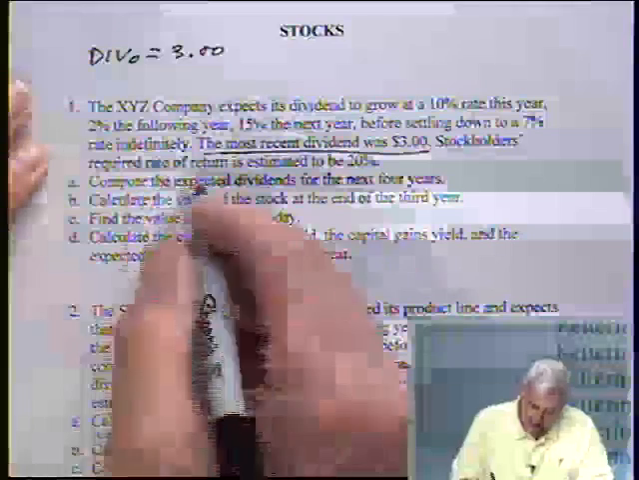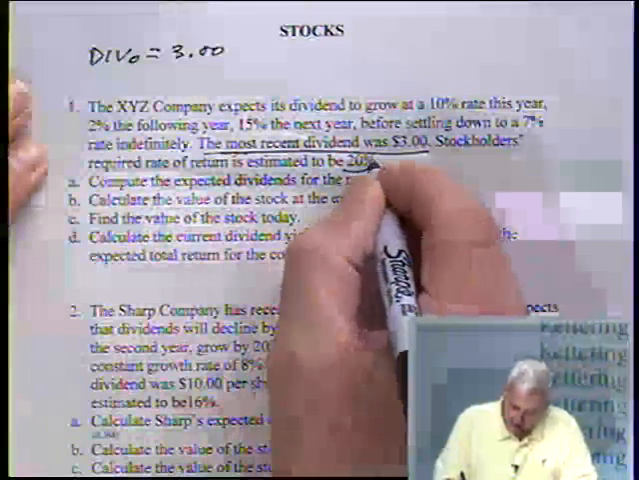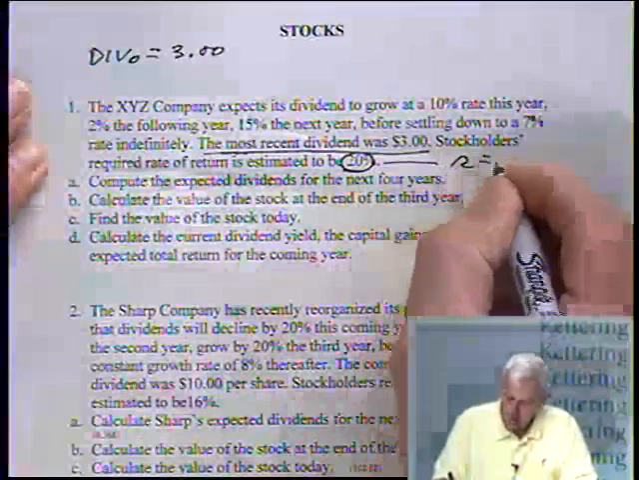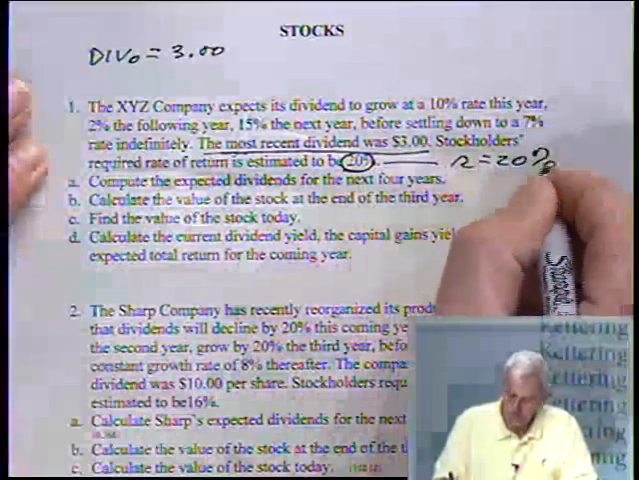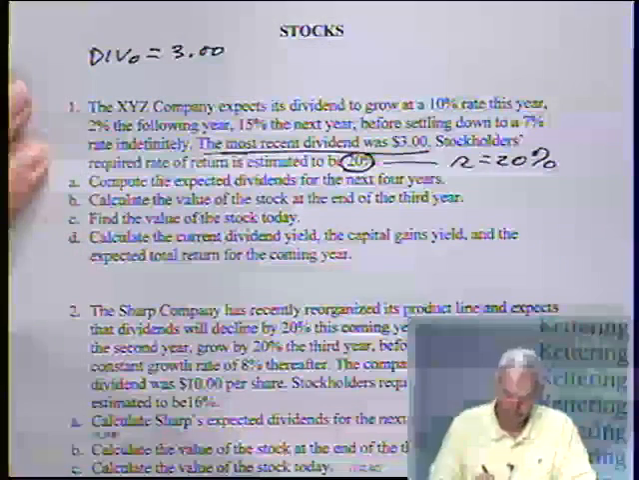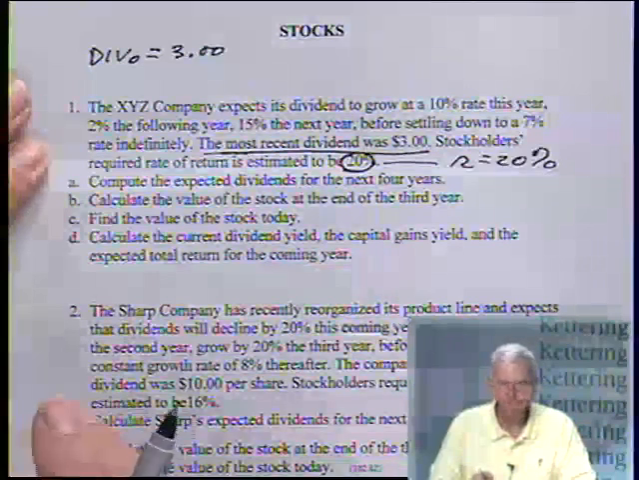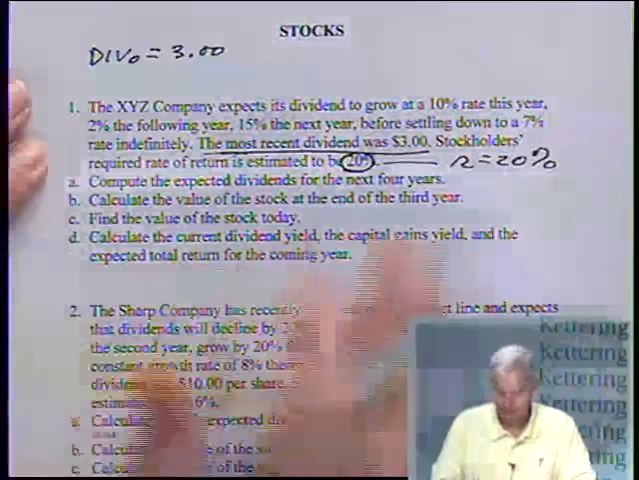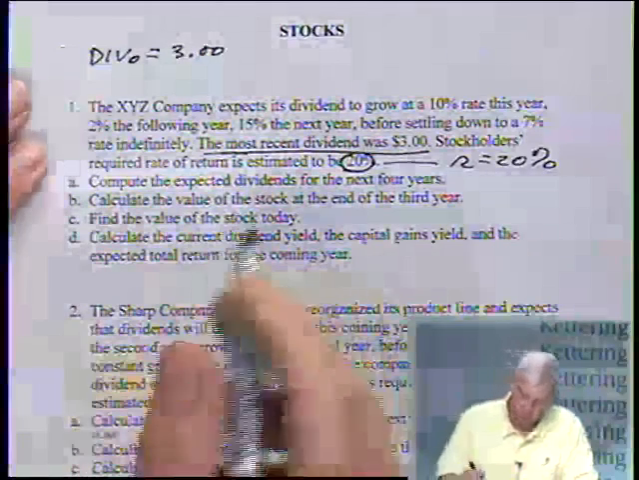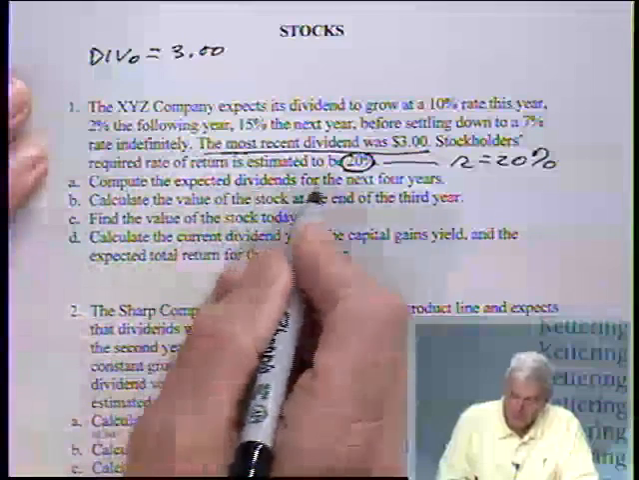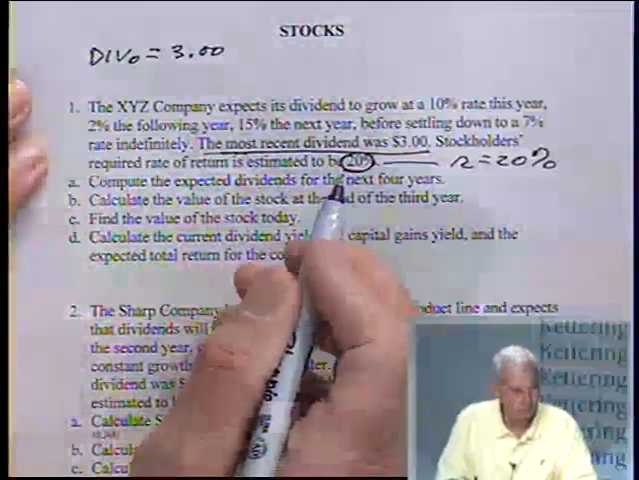The stockholders' required rate of return is estimated to be 20%. That thing right there is telling me that R is 20%. Okay? So we've got all that. Now, Part A says, compute the expected dividends for the next 4 years.